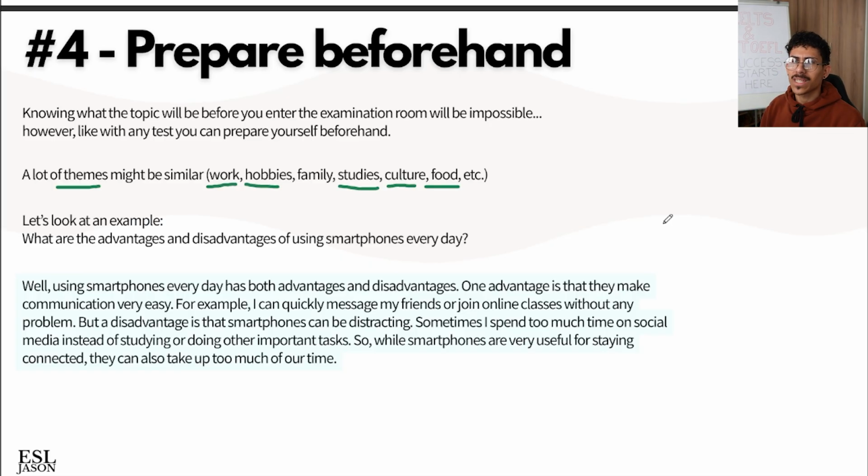While using smartphones every day has both advantages and disadvantages, one advantage is that they make communication very easy. For example, I can quickly message my friend or join online classes without any problem. But a disadvantage is that smartphones can be distracting. Sometimes I spend too much time on social media instead of studying or doing other important tasks. So while smartphones are very useful for staying connected, they can also take up too much of our time, right?